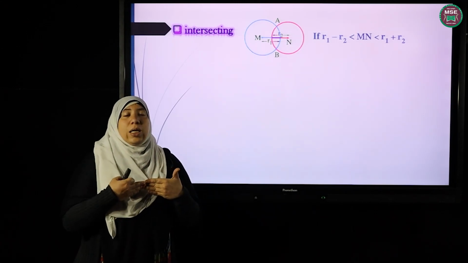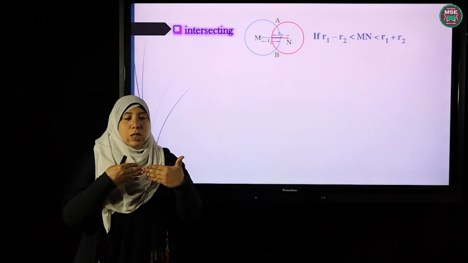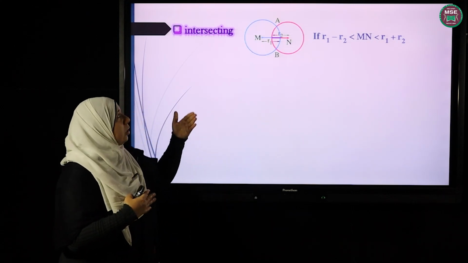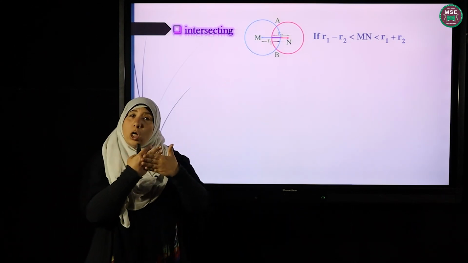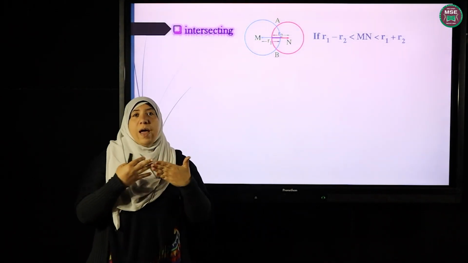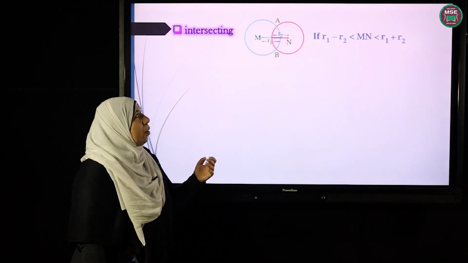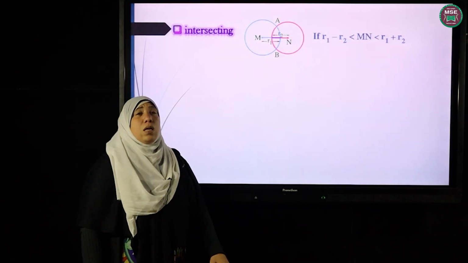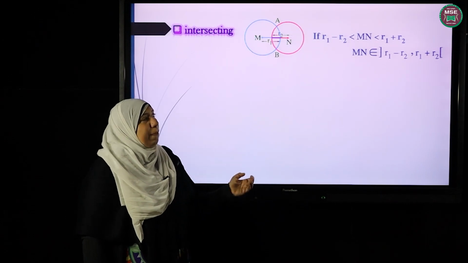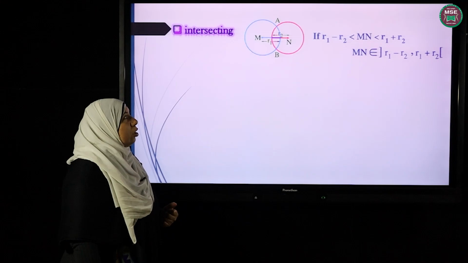Touching externally, as we said, is equal to the sum exactly, because I have one position of touching externally. But the intersecting circles could be like this, more intersecting, come closer to each other, it could be more. So I have different forms of intersecting circles. So the number here can be any number between the difference and the sum. So MN equals the open interval from the difference to the sum of the 2 radii.